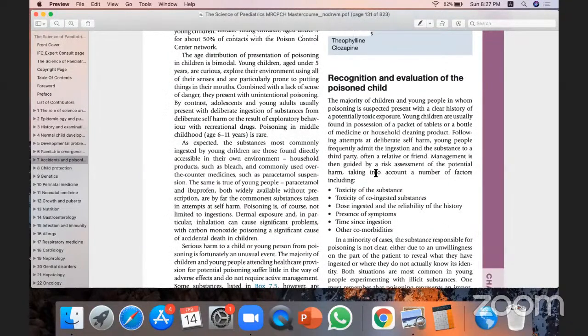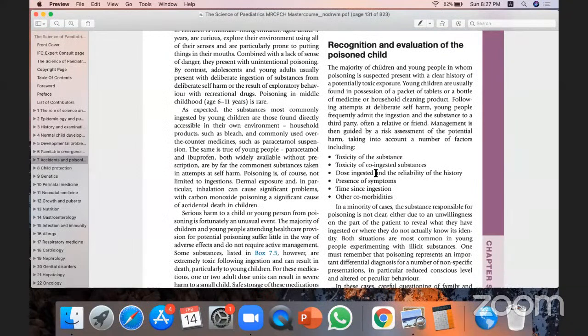So, recognition and evaluation of a poisoned child. Number one, when a child gets poisoned, if parents come to you, parents can complain in two ways. Either the parents will give you a history of poison, or the parents will give you no history of poison. There may be two kinds of scenario. One scenario is accidental poisoning, where the parent does not know, or it can be non-accidental poisoning, where the parents do not want to tell you.